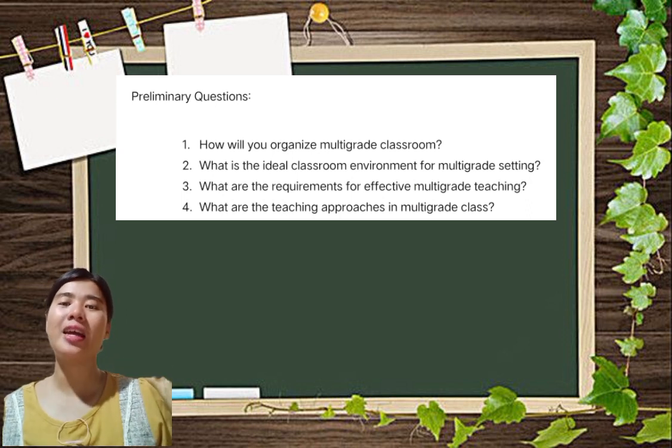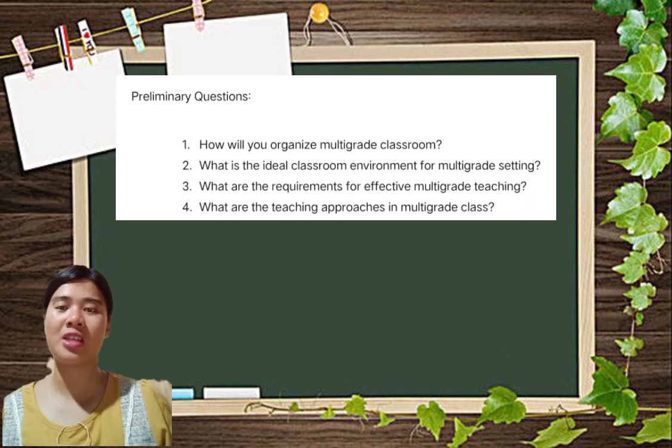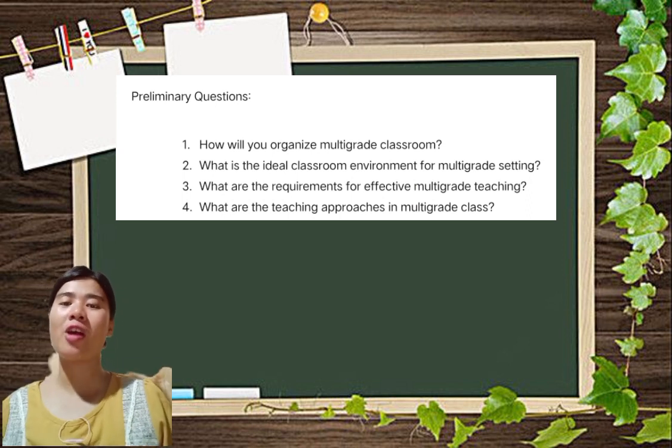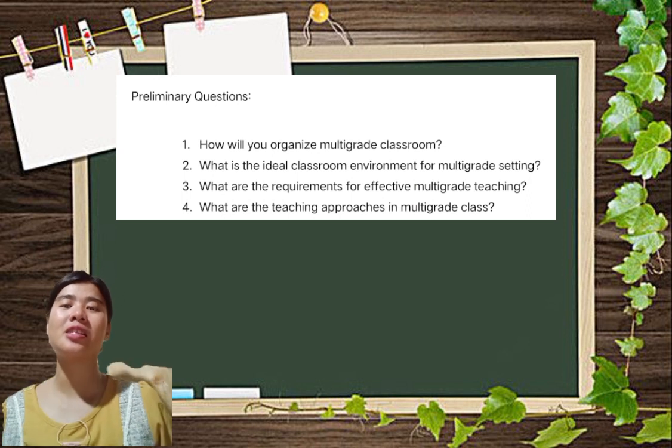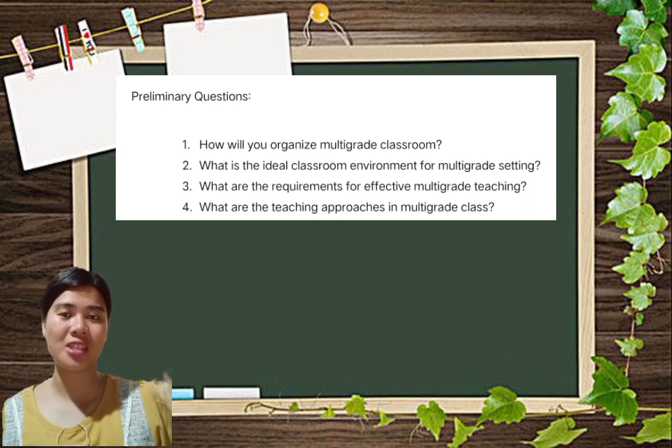Number 2. What is the ideal classroom environment for a multi-grade setting? For me, the ideal classroom environment for a multi-grade setting is a classroom setting that is healthy, inclusive, appropriate for the pupils' grade levels, in which the grade levels in the room would benefit and learn from one another. A classroom setting that enhances and supports students' multiple intelligences.